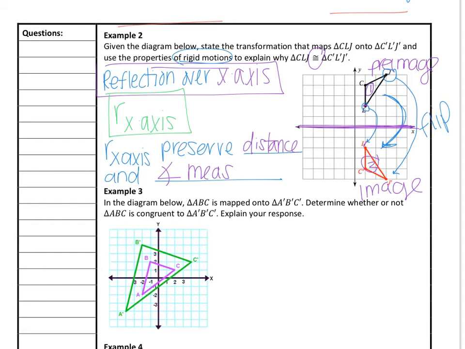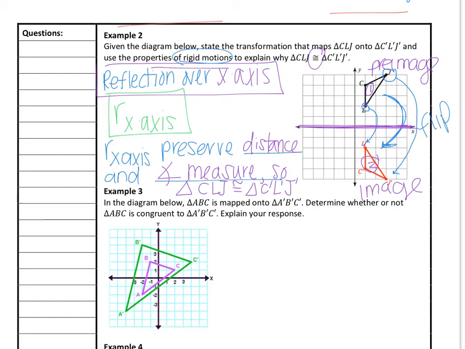So reflections preserve distance and angle measure. So triangle CLJ is congruent to triangle C prime, L prime, J prime.